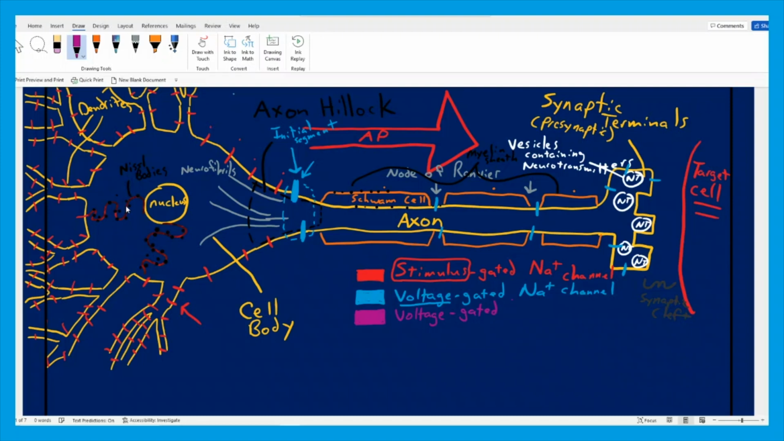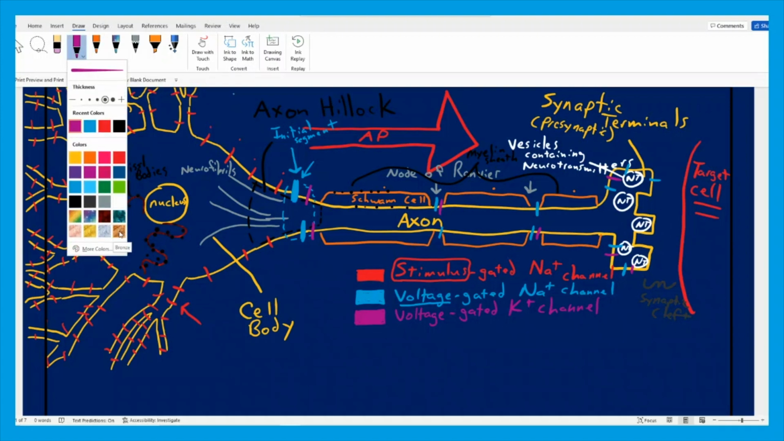Voltage-gated potassium channels. And where do they live? Well, pretty much everywhere voltage-gated sodiums live. We don't talk about them so much, but they're important. They're just a little slower than everybody else. Remember that. You probably heard that before. Voltage-gated potassium ion channels.